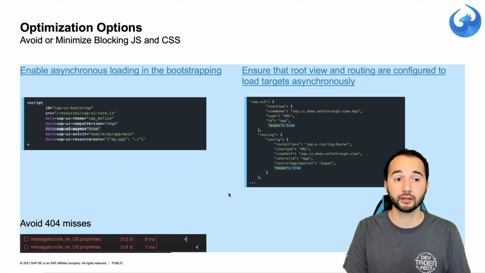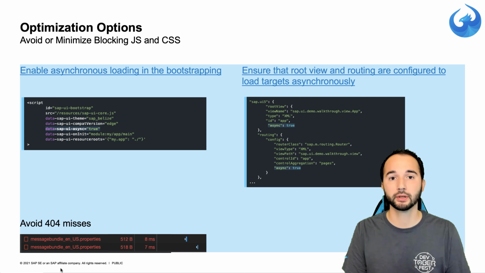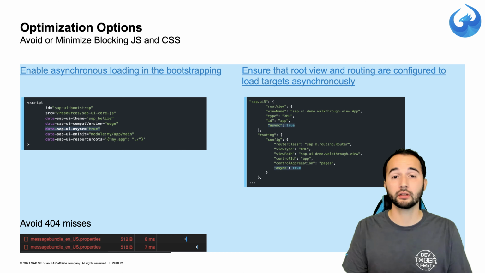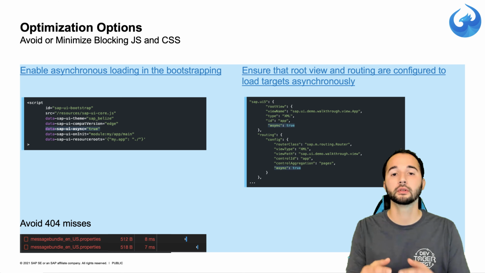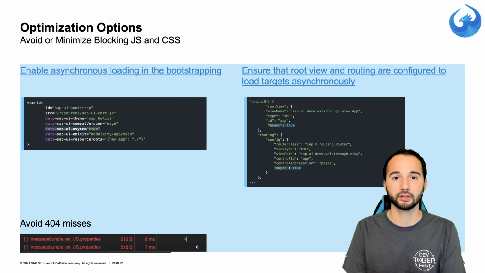Another important thing that you shouldn't miss is to make sure that your application doesn't trigger requests that are answered with 404, as you can see here. 404 requests are not only ugly, but can also be expensive, as shown here with these message bundle requests. That means your web application will at first try to load the language file of the browser setting. So when I access it in Germany, it tries to fetch the German files first.